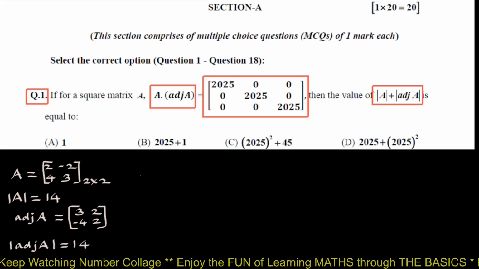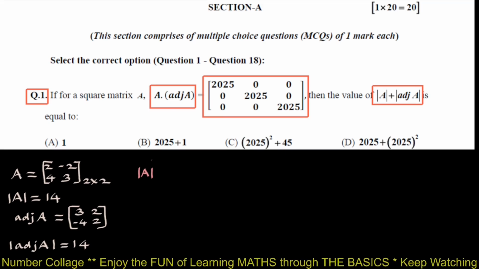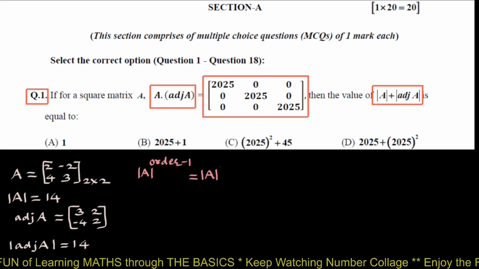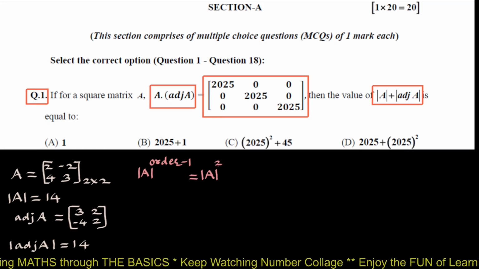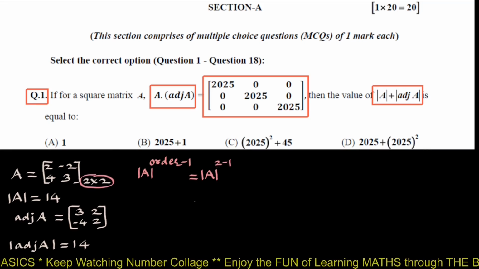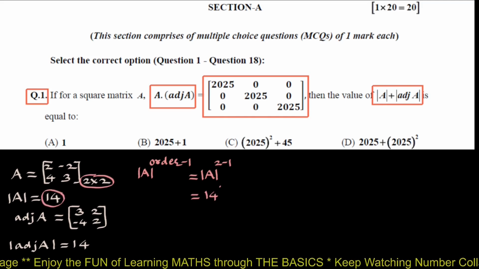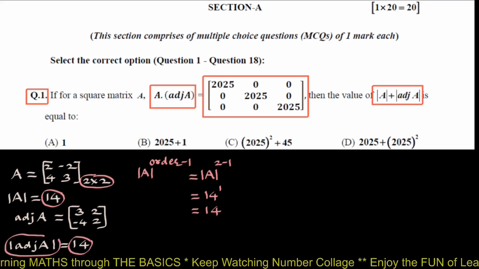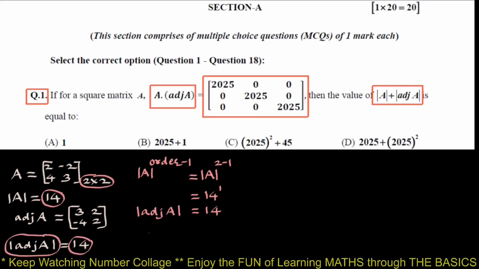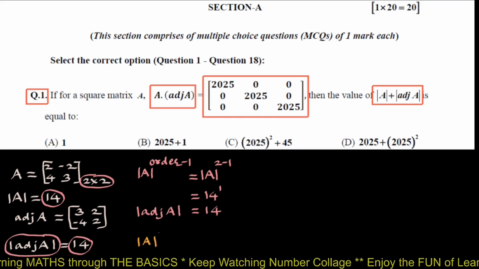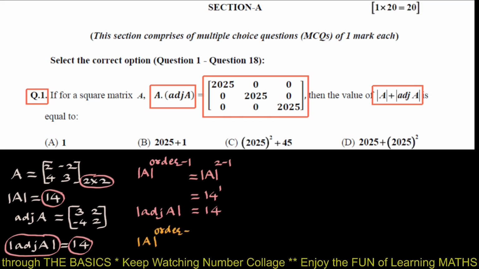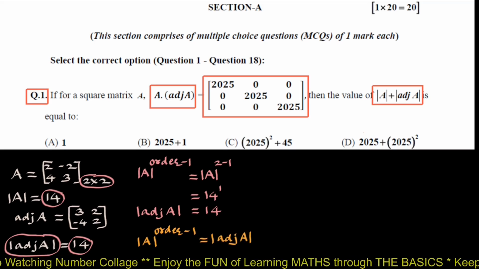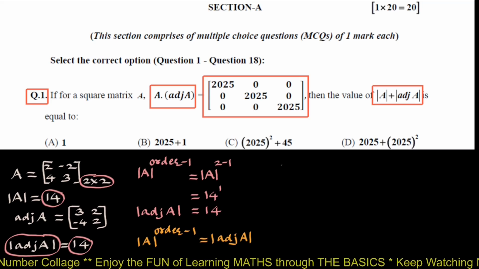What we observe is determinant of A to the power order of A minus 1 equals determinant of A to the power 2, because the order is 2, minus 1, equals 14 to the power 1, 14, which is nothing but determinant of adjoint A. So we get a result: determinant of A to the power order of A minus 1 equals determinant of adjoint A. We can verify this for a 3 by 3 matrix also.